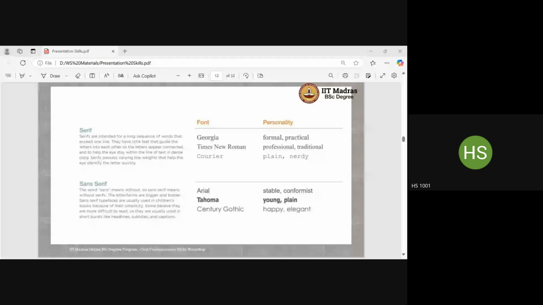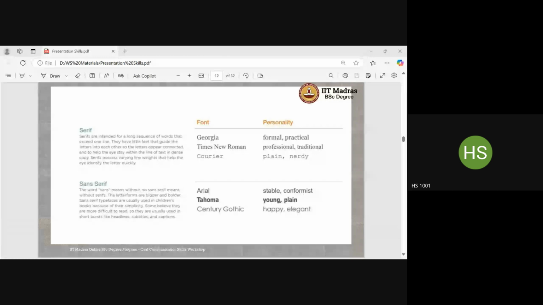Okay, if you're using one particular font, let's say, Century Gothic for your titles, use Century Gothic for all of your titles. If you're using Arial for your subtitles, use Arial for all of your subtitles. Yes, consistency is what matters.